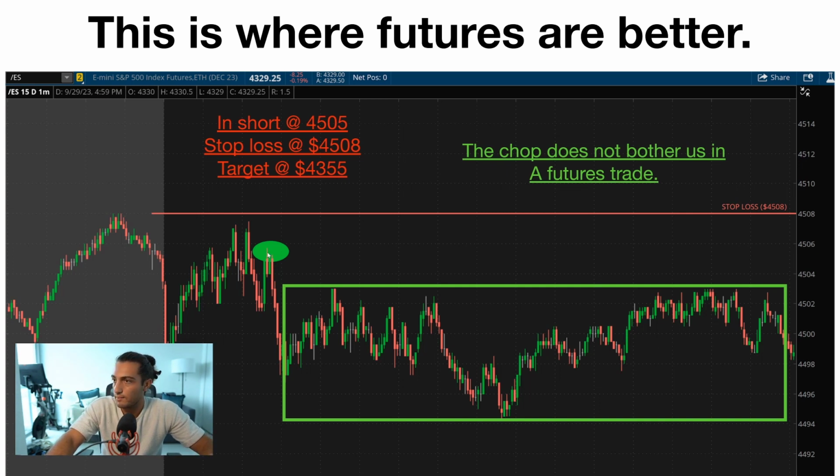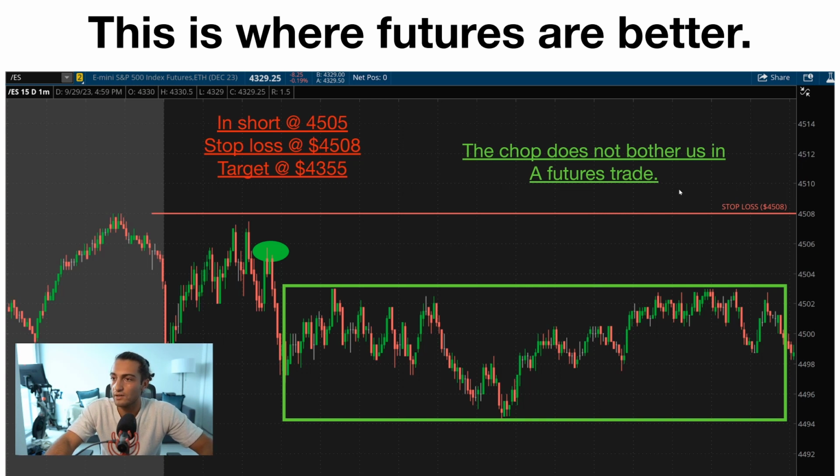It's still hanging below my entry. I'm still making money on this trade. And I'm not losing money because of theta decay or the other Greeks, right? Like you would with an options trade. All right, so this is where futures are very favorable, where you get a nice trade, but the market's taking its time to go to your target, right? So the chop doesn't really bother you in a futures trade.